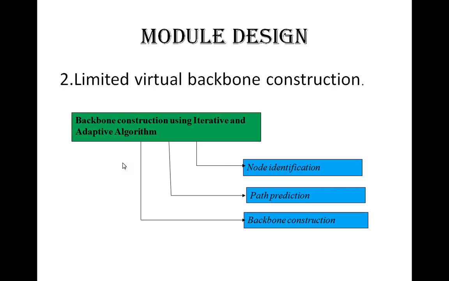And my second module is limited virtual backbone construction. For constructing the limited virtual backbone, I am using an iterative and adaptive algorithm. For that, initially I am finding the nodes, how many nodes are available. Initially I am identifying the number of nodes. Then I am predicting the possible paths between the nodes. After finding that, I am constructing the backbone between the nodes.